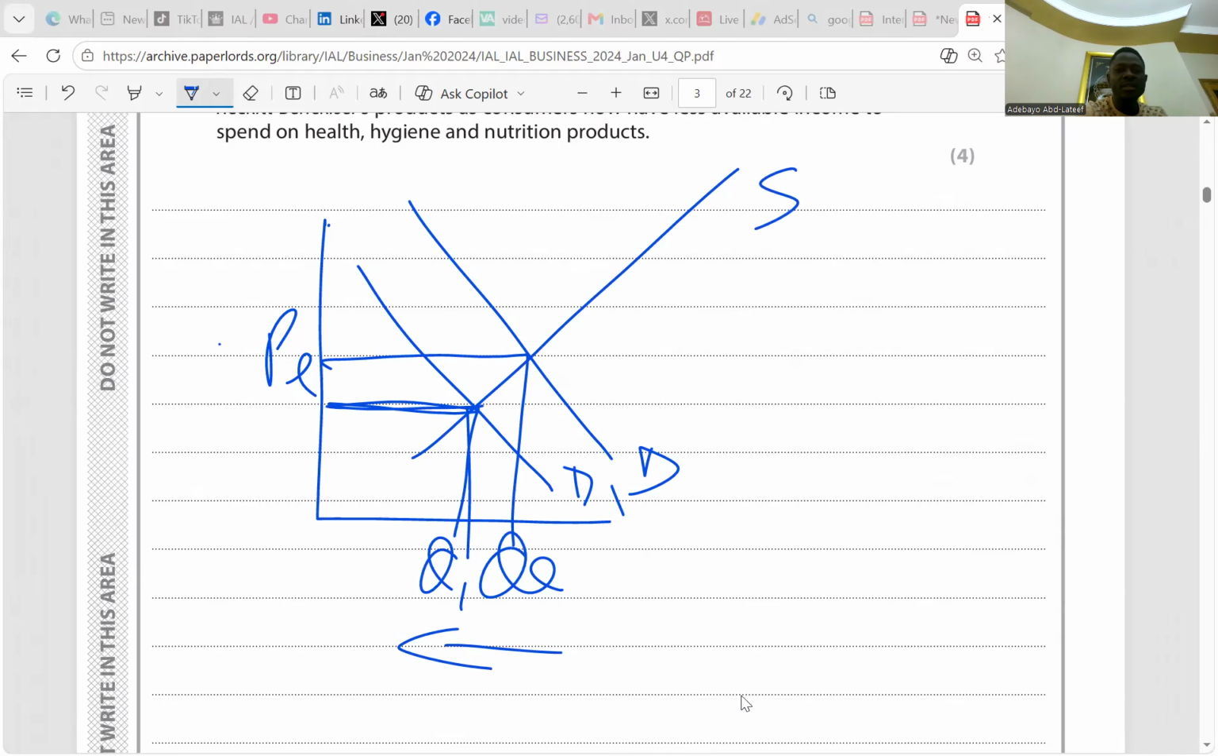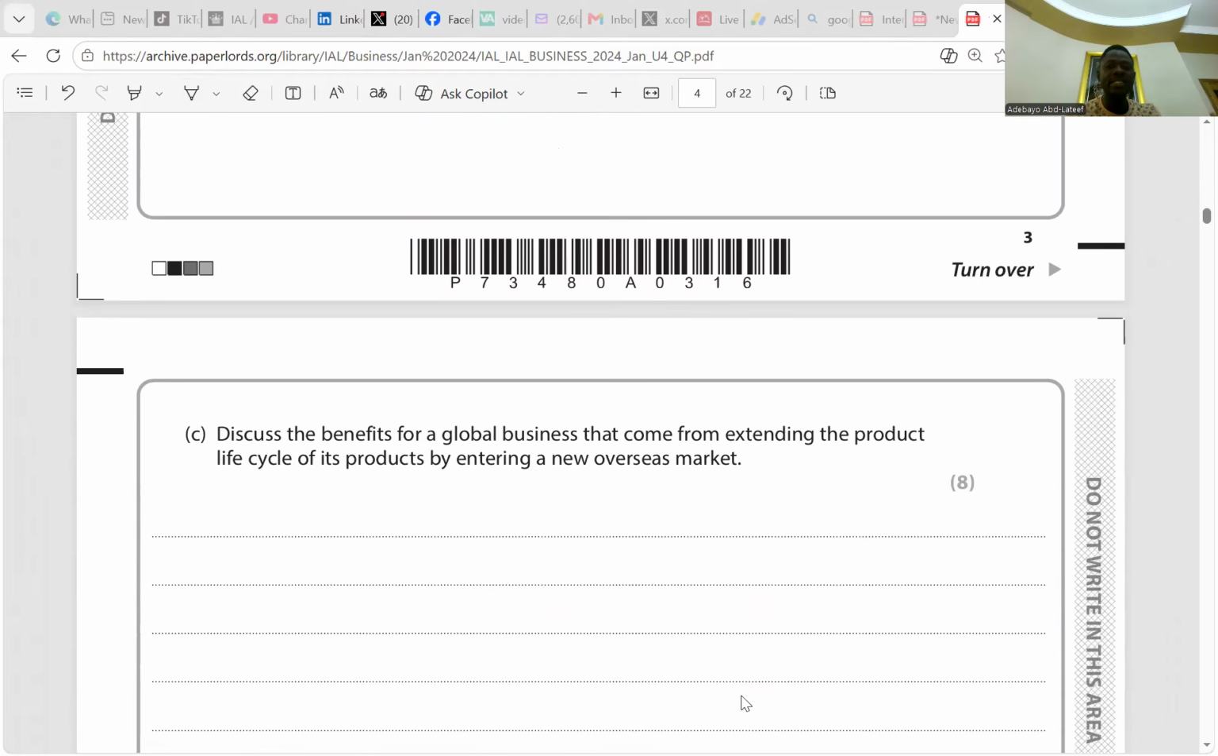And we have our price here. So a fall in the level of income will reduce the quantity demanded for a product from D to D1 as the quantity demanded has contracted from QE to Q1. As a result, there's going to be a fall in price from PE to P1. Clear? Yeah. So go to question 1C.